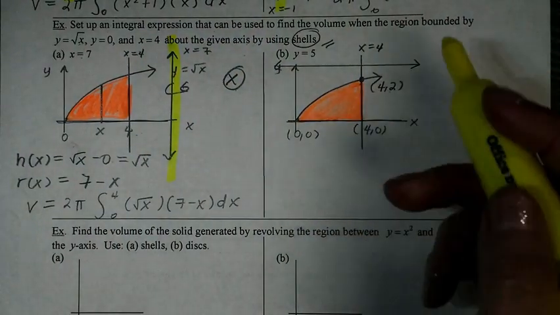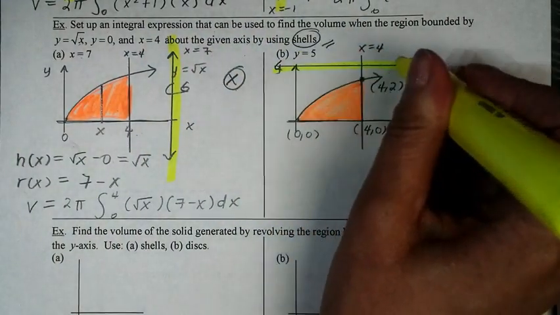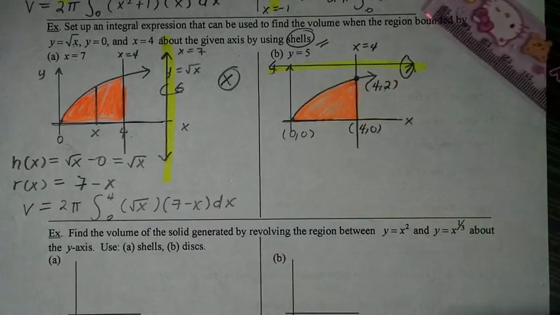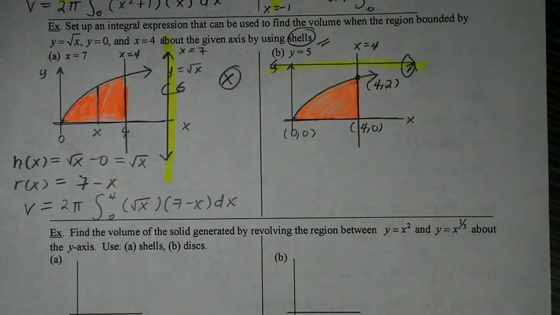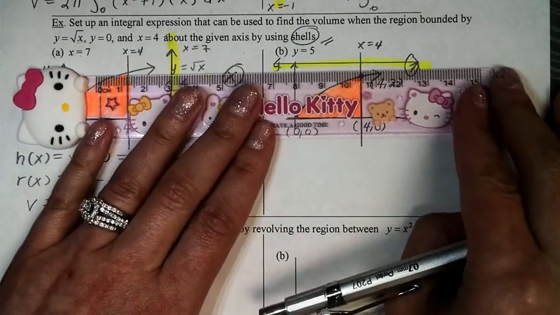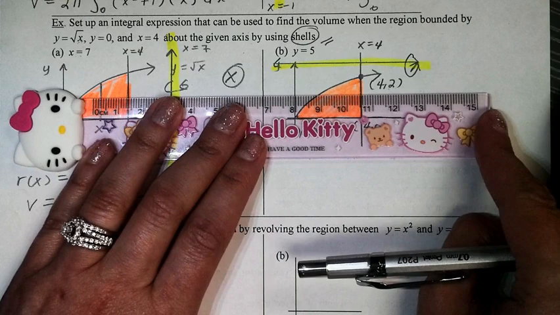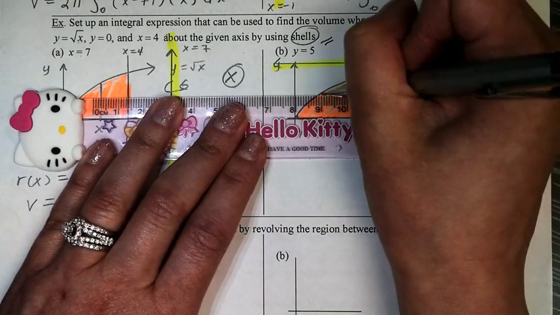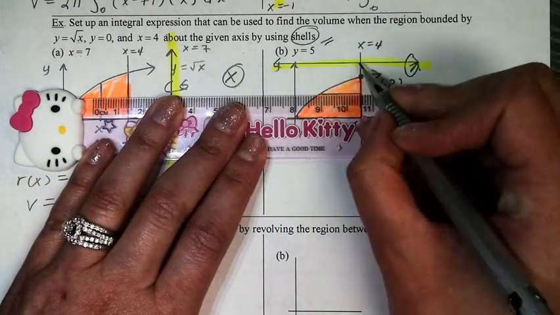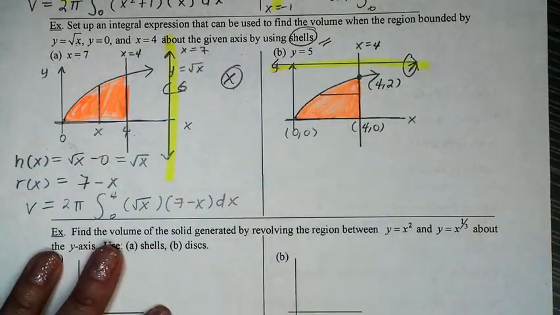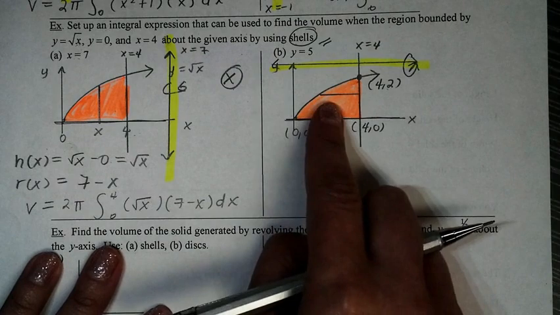So this is going to be your axis of rotation. Okay, so that is your axis of rotation. What happens here? Well, as you can see, the axis of rotation is going to be horizontal. So your representative rectangle is also going to be horizontal. Why? Because it's always parallel to the axis of rotation.